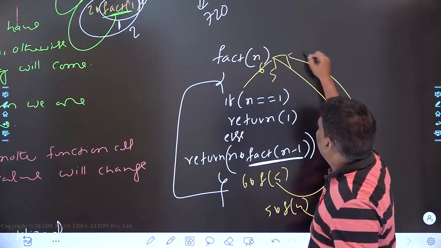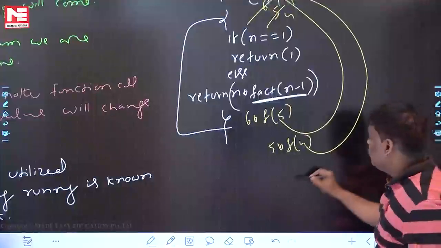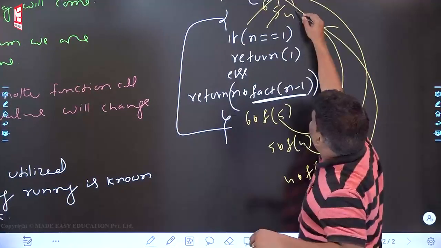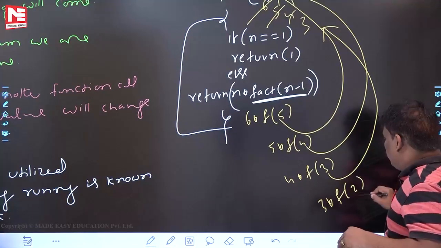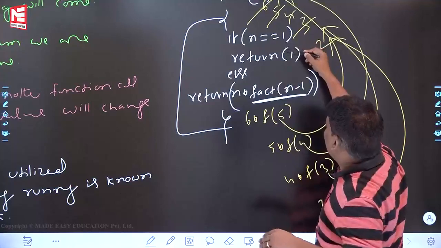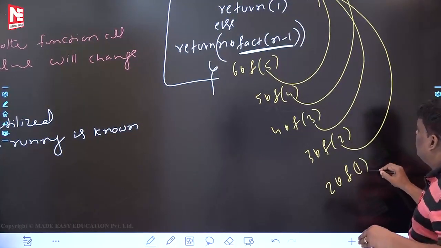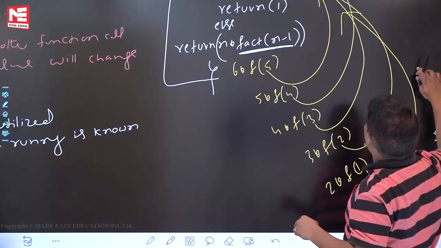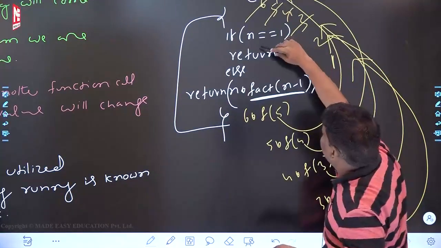Again call. Here 4. Next one. Is 4 equal to 1? No. Again call. So the answer is 4 into f of 3. 3 is also called again. Is 3 equal to 1? No. Then 3 into f of 2. 2 is called. Next one. Is 2 equal to 1? No. Then what is the answer? Same story, 2 into f of 1. Next one. Is 1 equal to 1? Yes, then return 1.